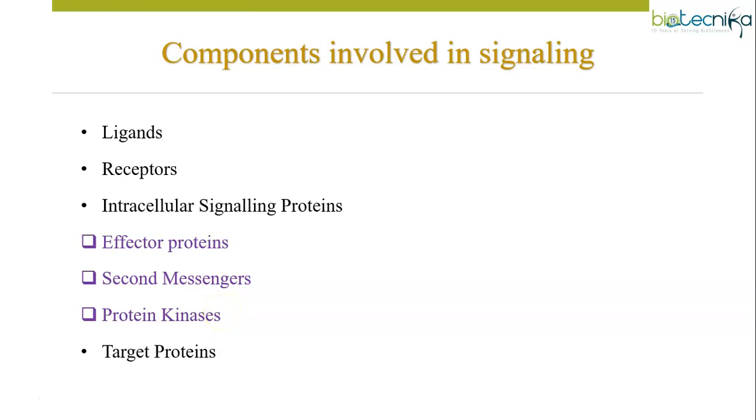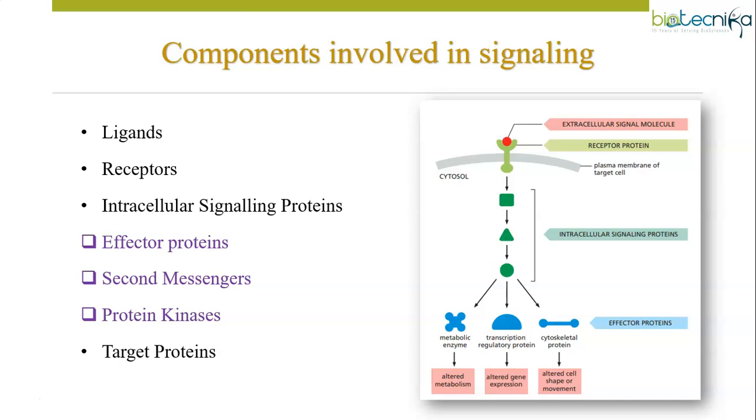Next, we have the components that are involved in the signaling mechanism. Obviously, every signaling begins when a ligand binds to the receptor. The receptor can be cytosolic or cell surface. Because of this binding, it activates intracellular signaling proteins. That includes effector proteins, second messengers, and protein kinases. These components vary depending upon the signaling pathway, so you can create a comparison table, which will be easy for revision.